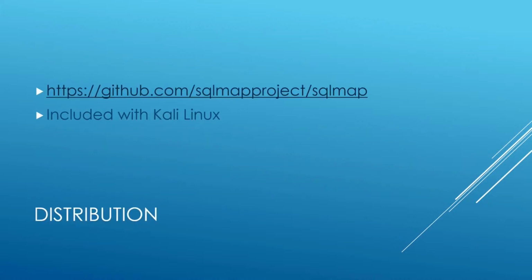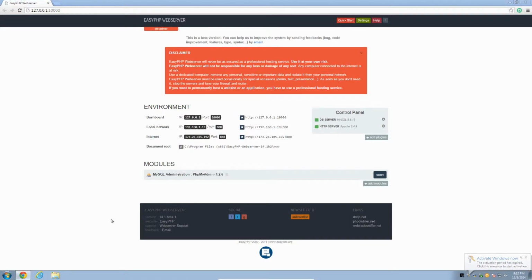So where can you get SQL Map? It's a project under github.com, or you can also get it with the Kali Linux distribution. So for a little demonstration, just to explain the environment here, I've got a couple of VMs. One I've got running Windows 7, and I've installed EasyPHP web server along with a vulnerable database setup that I got from SQLinjection.net. And you can see here I've got my database running, and I got an HTTP server going.